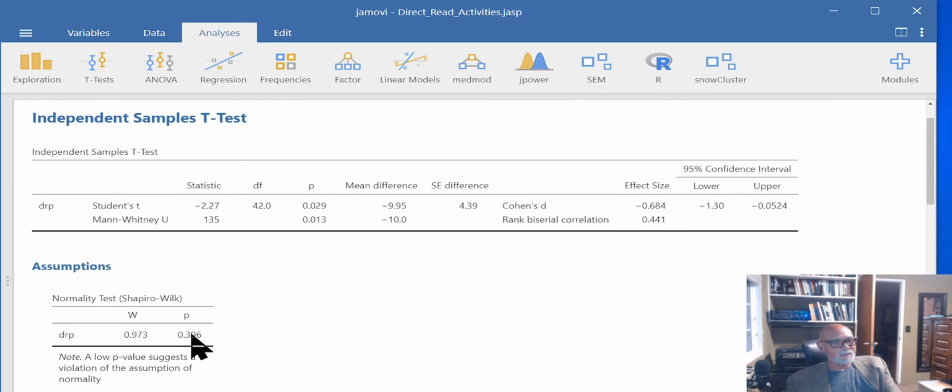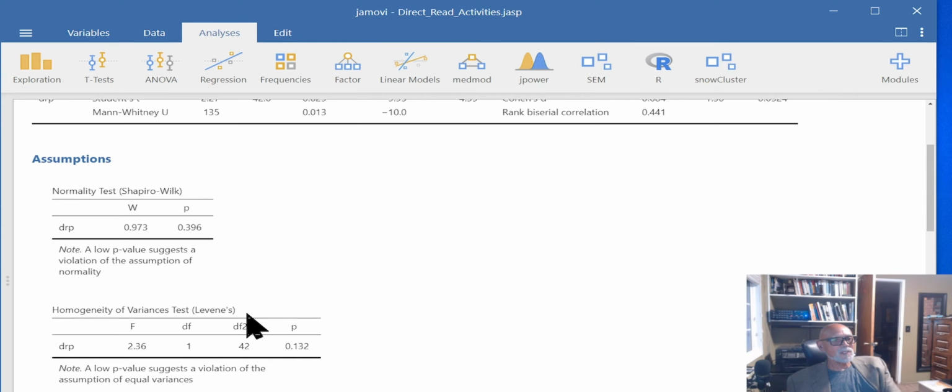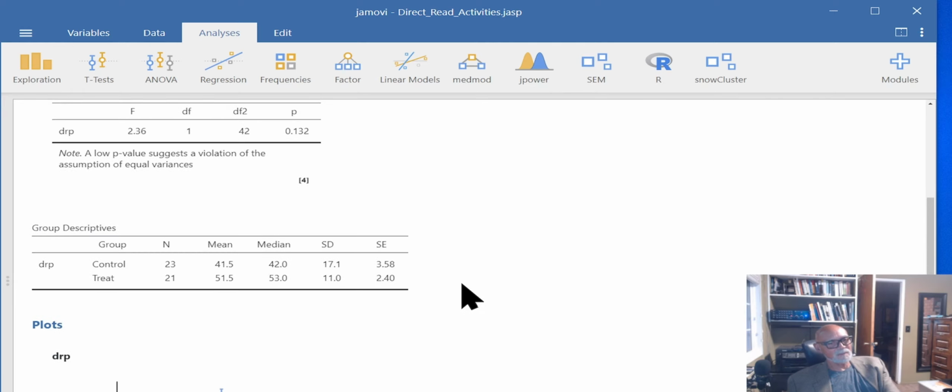But we don't want this number to be smaller than 0.05, because then it's telling us that it's significantly different than a normal distribution. And here's the homogeneity of variance, and it is also not smaller than 0.05, which we also want. We don't want these to be significant. We usually want the other one to be significant, but not these two, because that means we didn't meet the assumptions. So that means we don't have to use Mann-Whitney if we don't really want to.